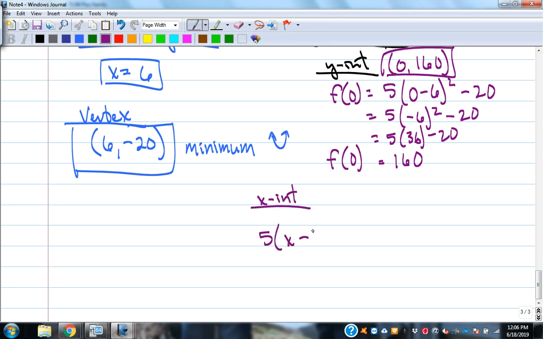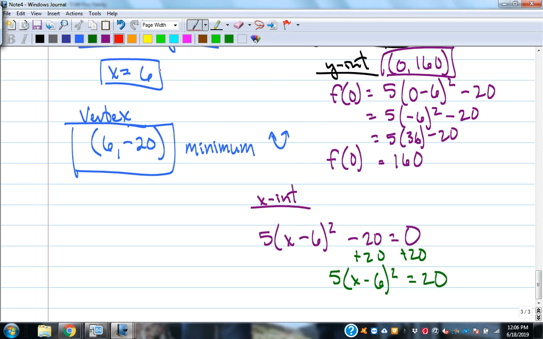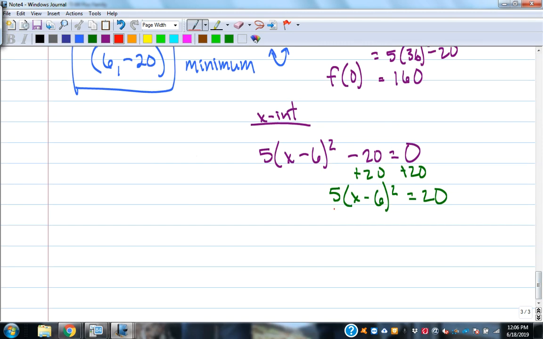So we're going to take that problem, 5 times x minus 6 quantity squared minus 20, and set it equal to 0 and solve it. So we're going to solve it by square roots. So the first thing I'm going to do is move this 20, so I can get this squared part by itself. We talked about that earlier. The first section we were talking about was solving. Get the squared part by itself. So that's why I'm moving the 20. And then I'm going to divide by 5 to get the squared part by itself. X minus 6 squared is equal to 4. 20 divided by 5 is 4.